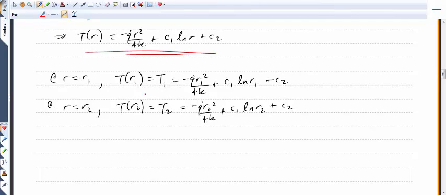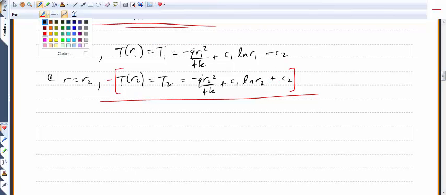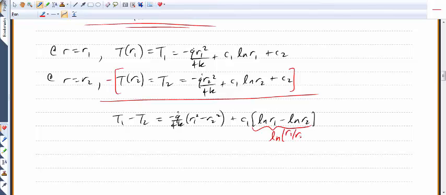But to make things easy, we can take the top equation and subtract out the bottom one. In doing so, we'll be able to get rid of the c2's. So this gives us T1 minus T2 is negative q dot over 4k times r1 squared minus r2 squared plus c1 times the natural log of r1 minus the natural log of r2. And again, the c2's cancel out. Note that natural log of r1 minus natural log of r2 is the same thing as natural log of r1 over r2.